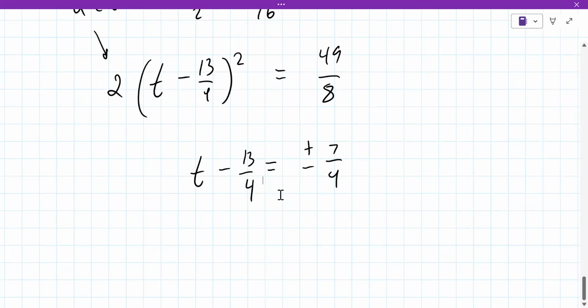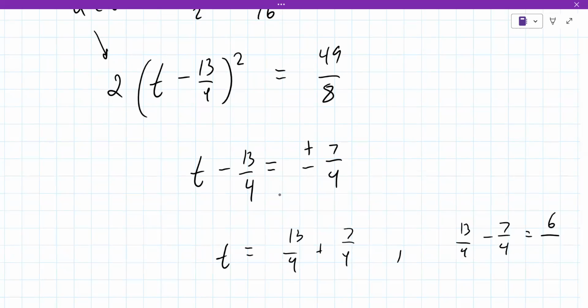Yes. Well, so you're adding this to both sides. So t is 13/4 plus 7/4, or 13/4 minus 7/4. Yes. So it'd be 1.5. I heard a negative, but it doesn't matter, because you got it right. And the other one is 5. Good.